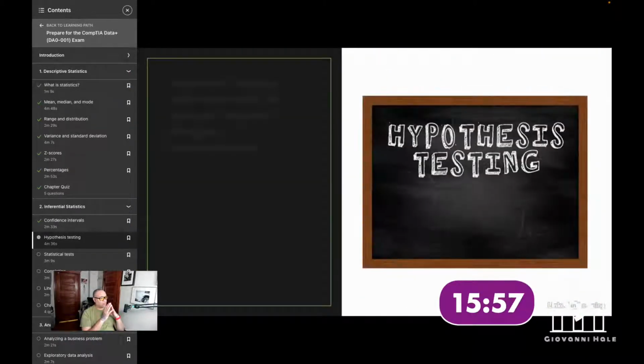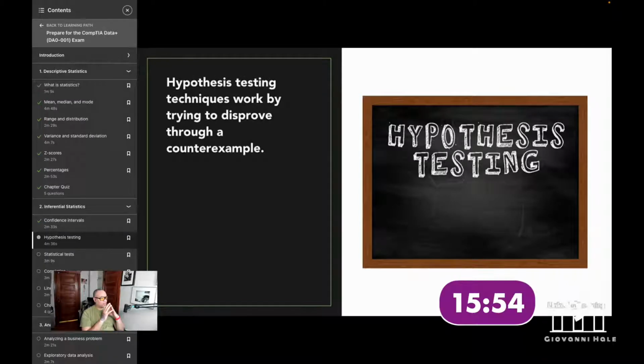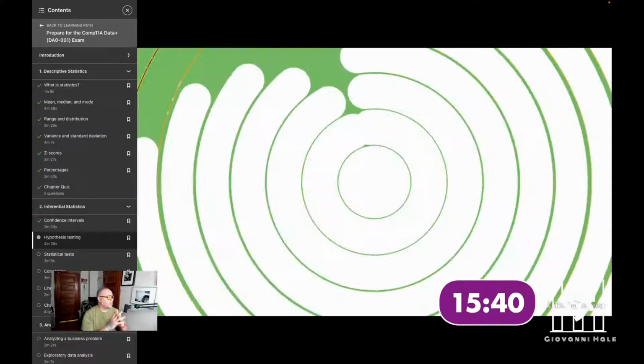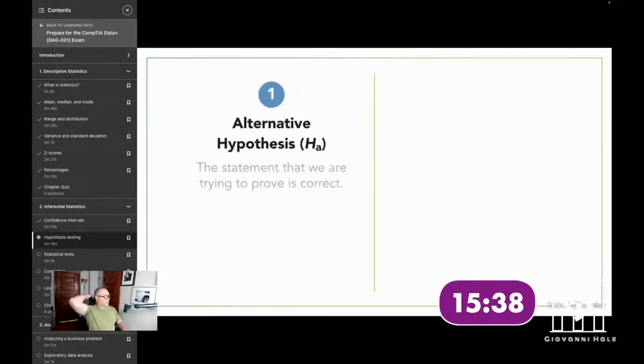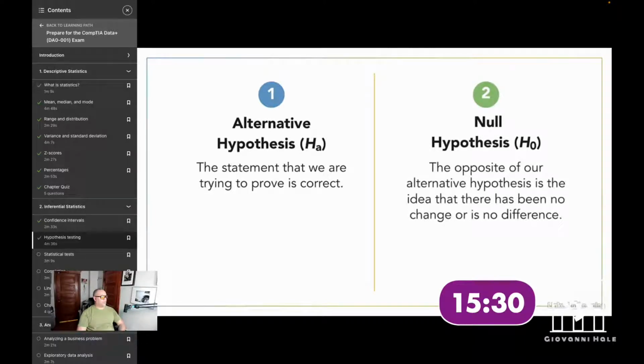First, we need to come up with our hypothesis, the idea that we're testing. In the world of inferential statistics, we had the underlying idea that it's difficult to prove that something is true, but we can disprove something by finding a counterexample. We do this by having two different hypotheses. We take the statement that we're trying to prove is true and call that our alternative hypothesis, or H sub A. Then we take the opposite statement and call it the null hypothesis, H sub 0. We then look for evidence to disprove the null hypothesis. The null hypothesis is usually the idea that there has been no change.